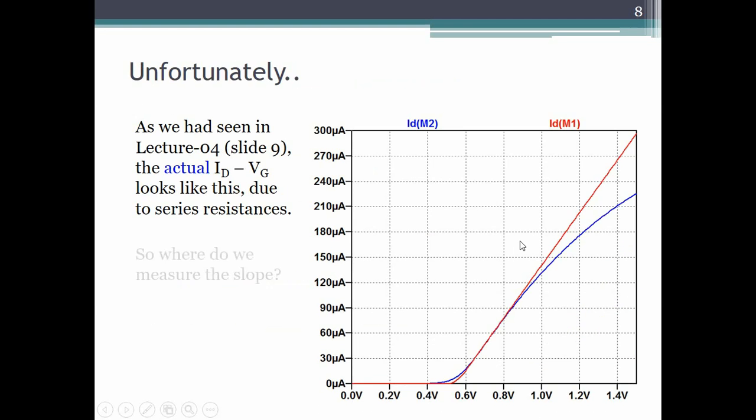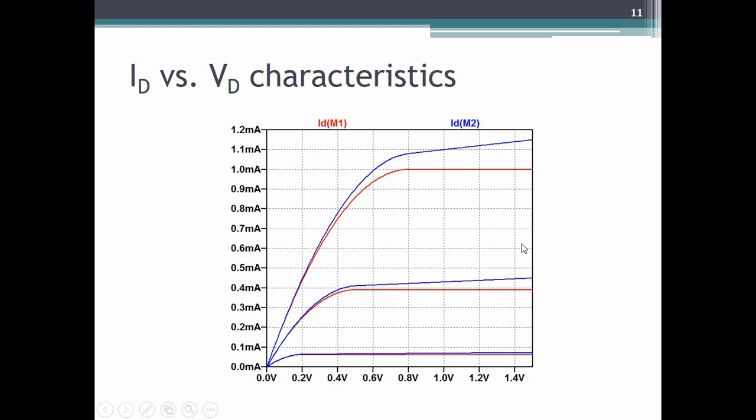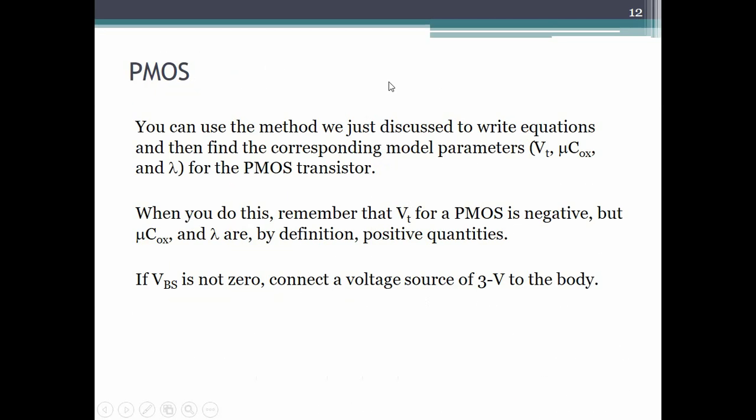Alright. Now let me make a couple of comments about the PMOS. The method for finding Vt, mu, Cox and lambda for the PMOS is the same. You plot ID versus Vg, find the point of maximum slope, that slope becomes mu Cox, and then the coordinates of that point will give you an equation for Vt, and you will get Vt. And for lambda, you will plot ID versus Vd, and then find the slope in the saturation region, and find lambda from that slope and the value of the drain current at that point.